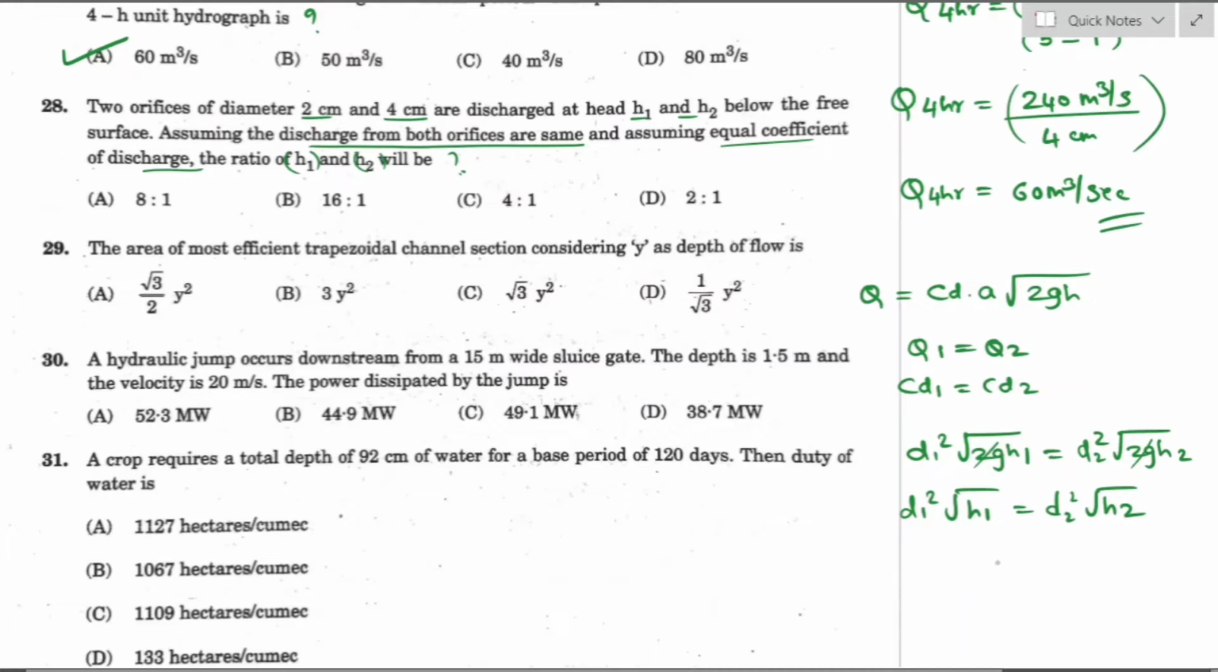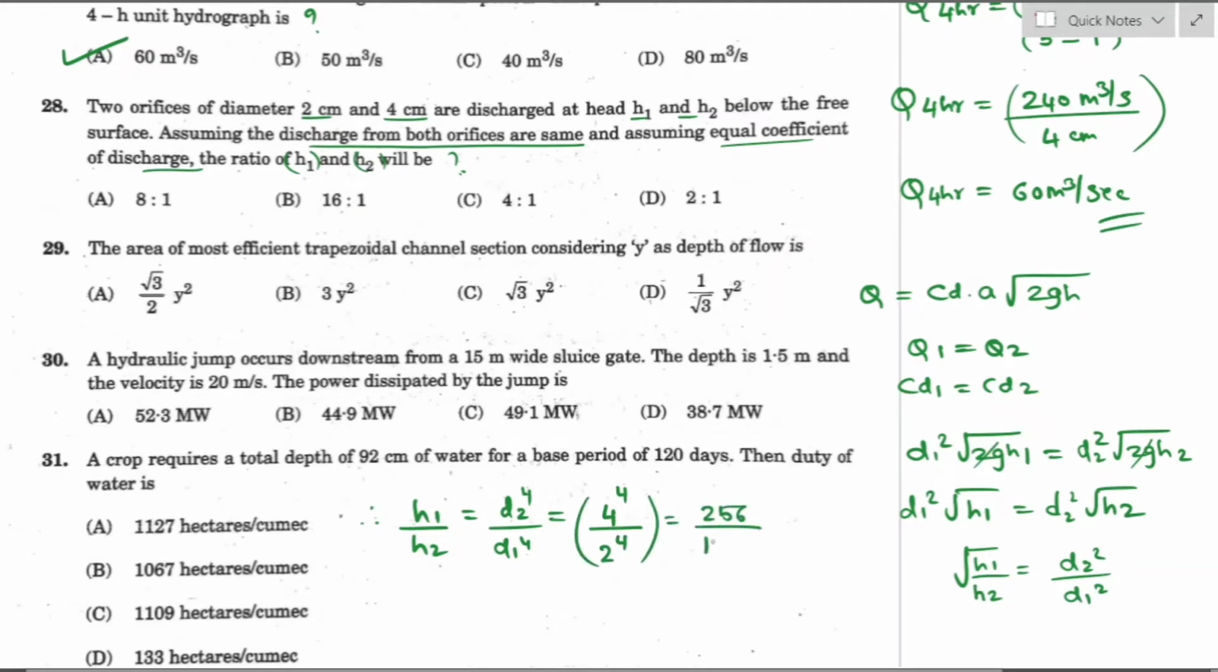Since we have to find the ratio of h1 and h2, therefore h1 divided by h2 is equal to d2 to the power of 4 divided by d1 to the power of 4. d2 is the diameter of the second orifice, that is 4 cm, so 4 to the power of 4. d1 is the diameter of the first orifice, so 2 to the power of 4. On solving this, it is the ratio of 256 divided by 16.